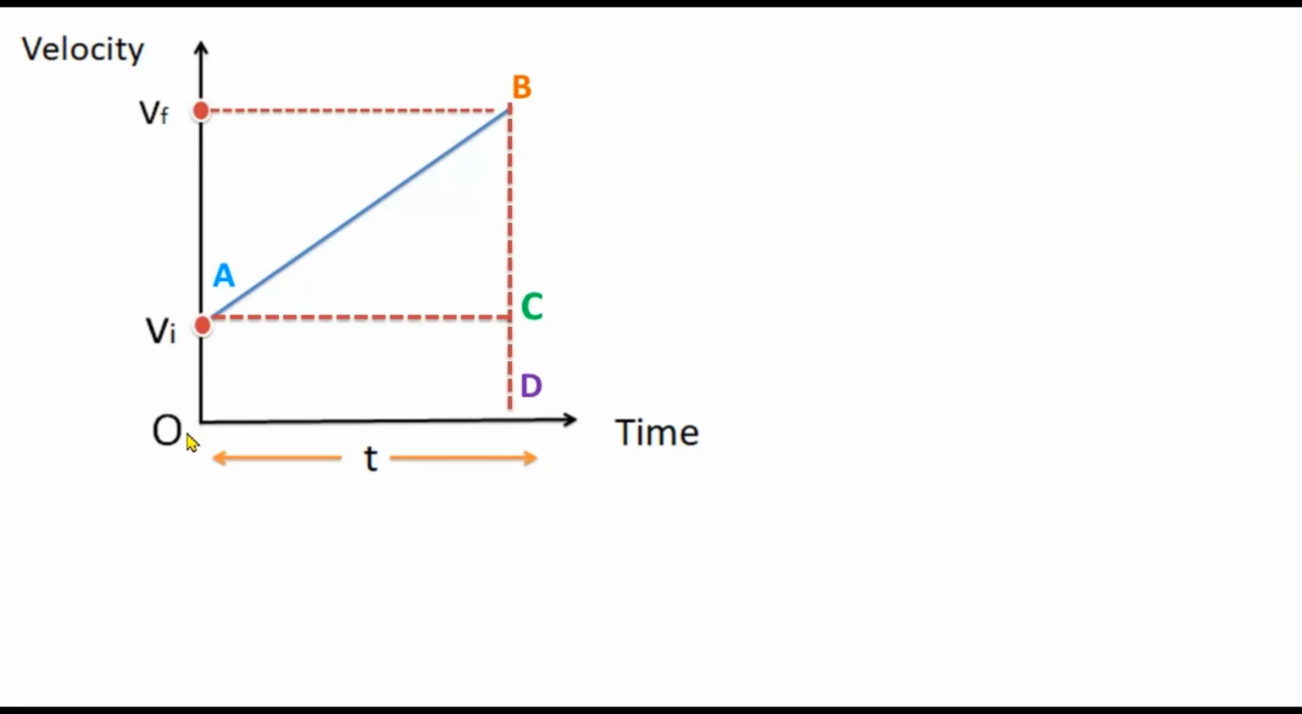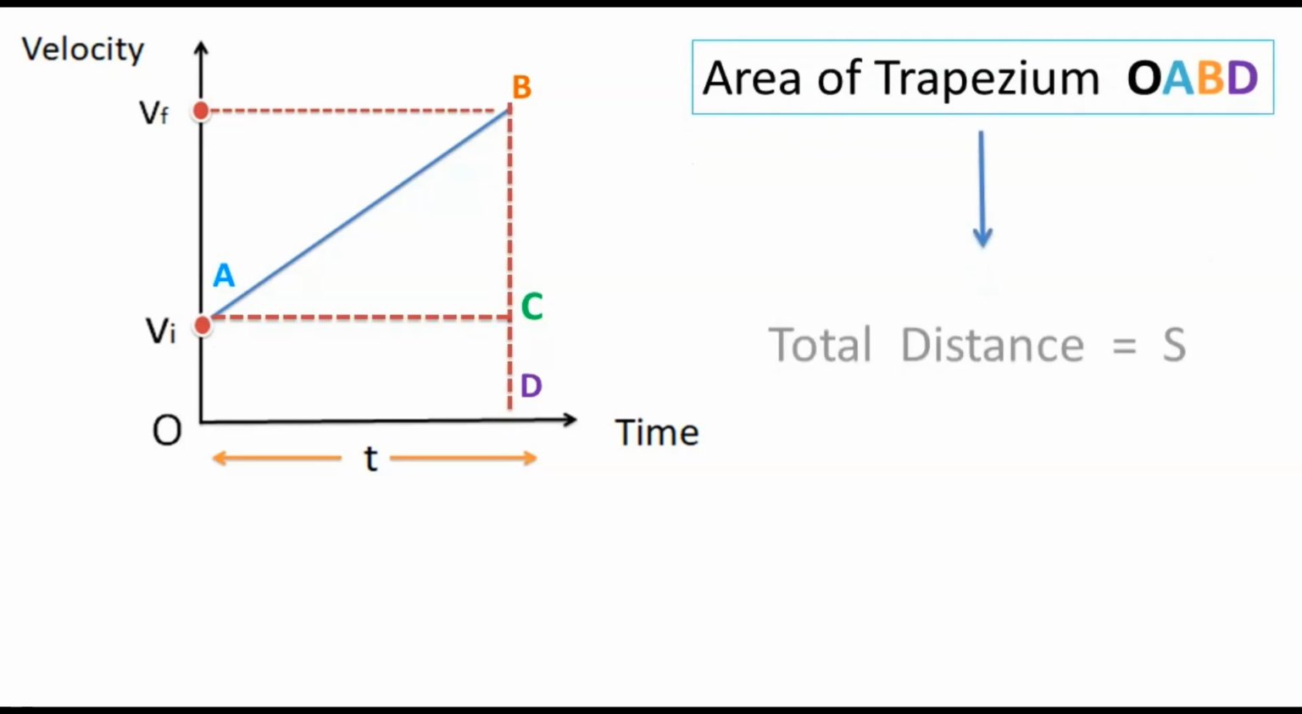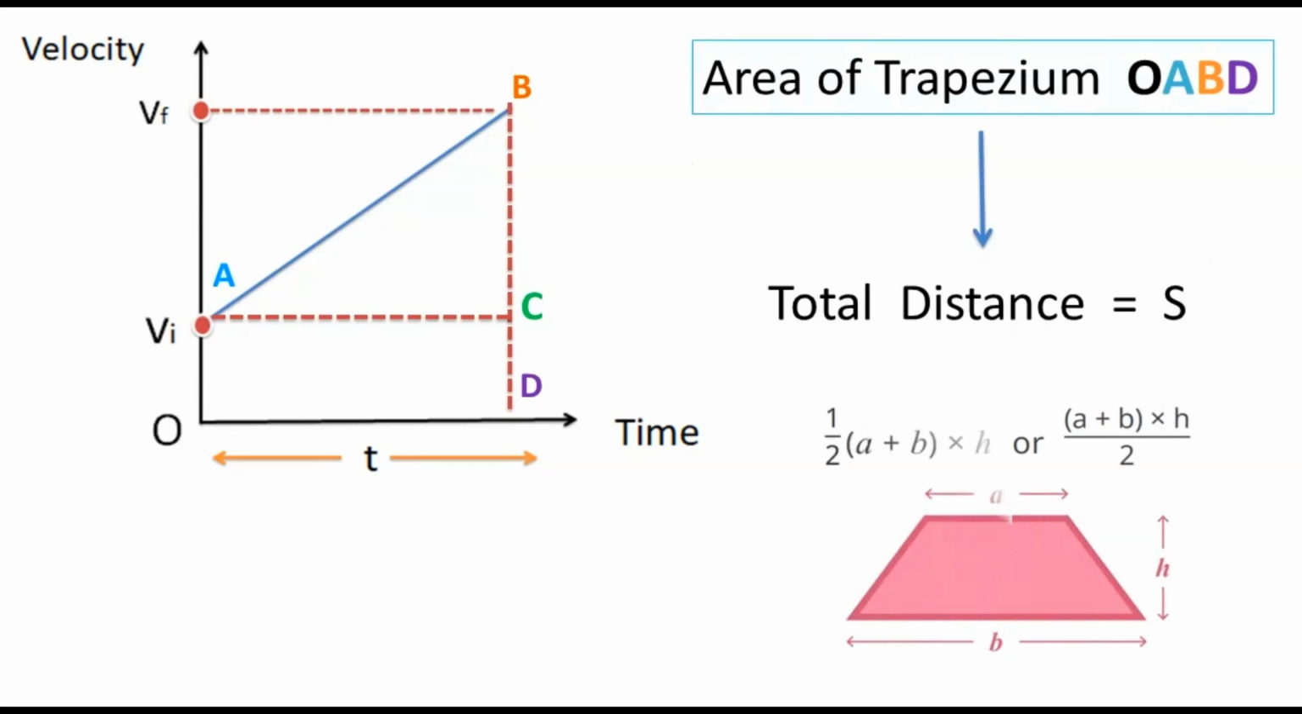The definition of a trapezium is that it has four sides and at least two sides are parallel to each other. So here in the graph, we can see that these two lines, OA and BD, are parallel to each other, and there are four sides, 1, 2, 3, and 4. Out of four sides, two lines are parallel to each other. So we can say that OABD is a trapezium. If we find the area of this trapezium, we will apply the same formula, and this area of the velocity time graph will give us the total distance s, which is covered by the body.